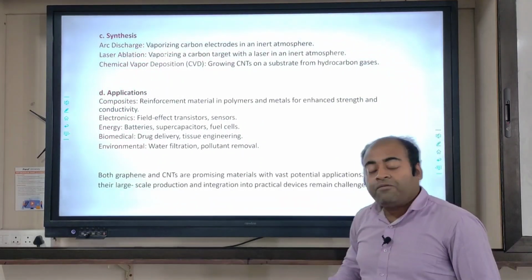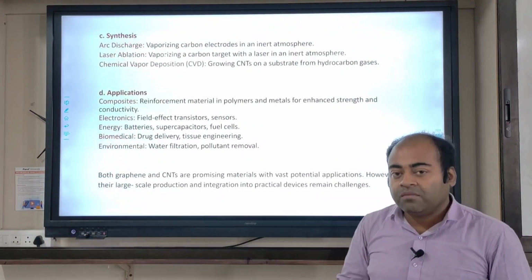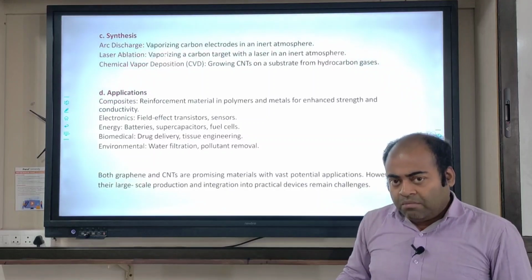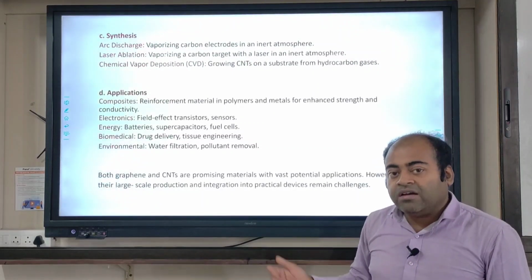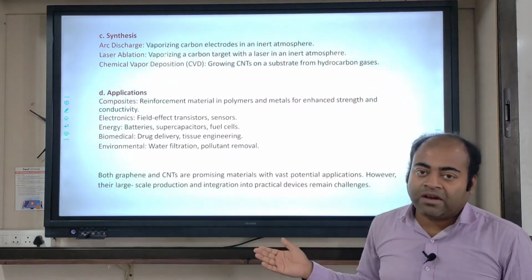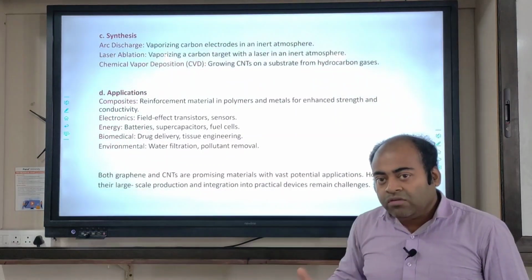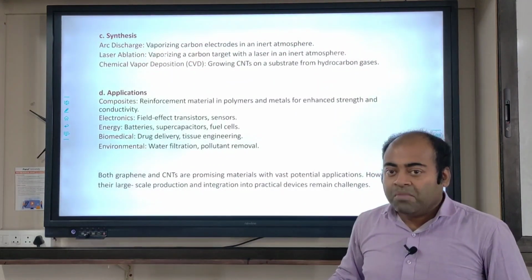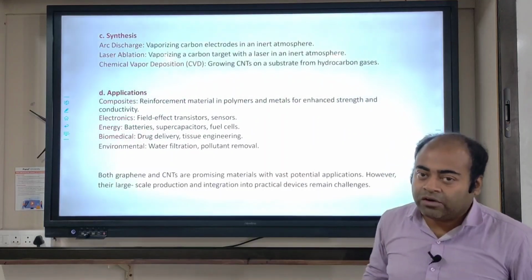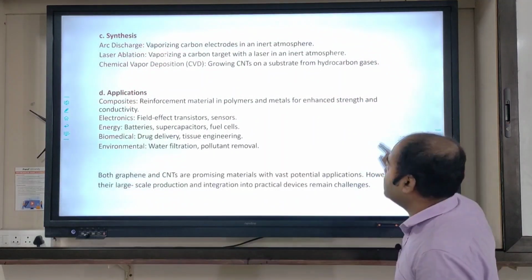So both graphene and CNTs are very promising materials, and much work has already been done with the use of graphene and carbon nanotubes, but researchers are still continuously progressing, and many more novel works are yet to come with these materials.